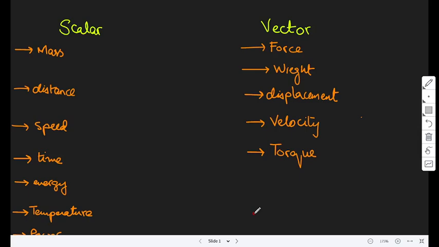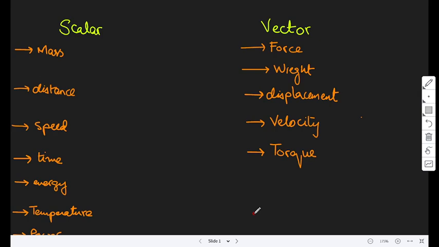This is a basic list of scalar and vector quantities. Mass is a scalar quantity which defines the amount of matter or substance in a body. Let's take an example of an elephant. Elephant has a mass of around 1 ton. The African full-grown elephant has a mass of around 1 ton. So the amount of matter or substance in the body of the elephant is 1 ton.